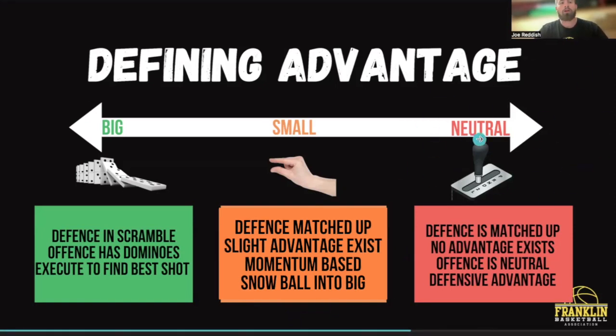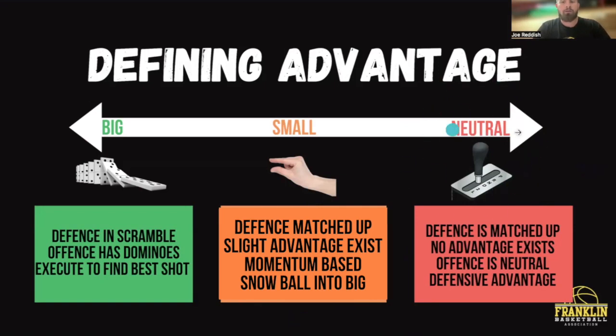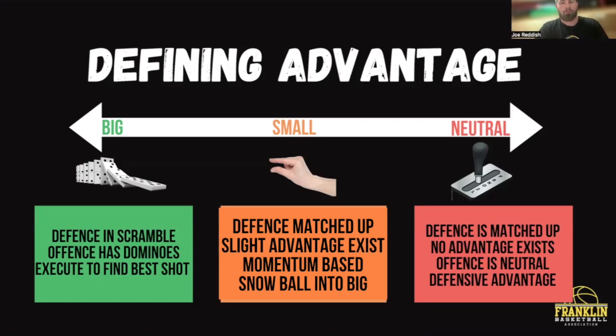All the way over here on the right, we have neutral. In neutral, the defense is all matched up and there are no current advantages that exist for the offense. If you've ever driven a car, you know what I mean: in neutral, you're not going anywhere. If offense is neutral, then it's actually the defensive advantage. If offense doesn't have advantage, they're just stalled, there's nothing going on, then that's a defensive advantage. So big and small advantages are advantages for the offense, and anything close to neutral or neutral itself is an advantage for the defense.